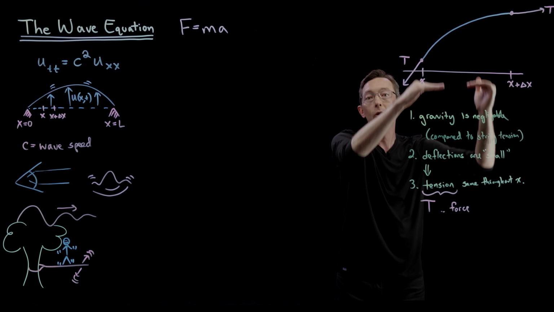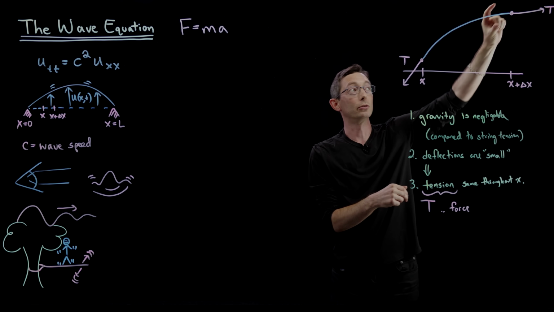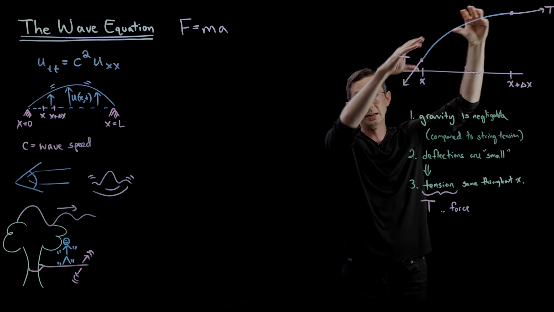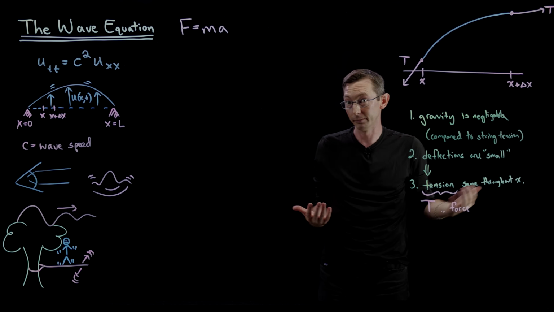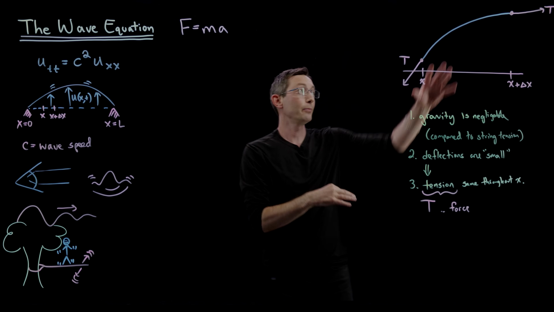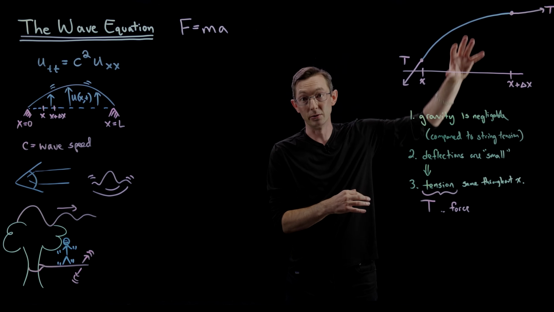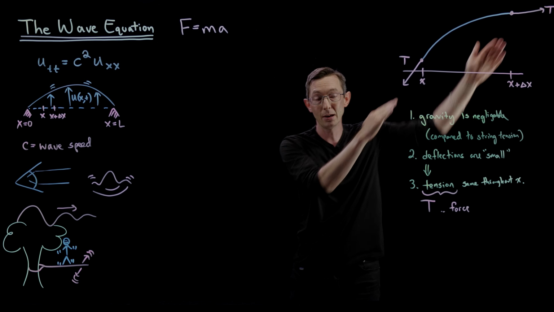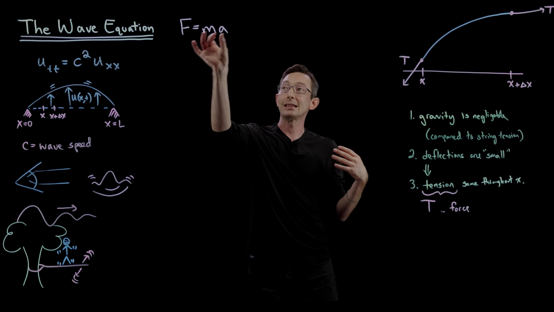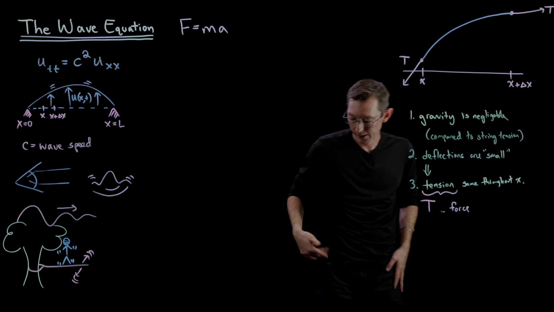There's only going to be a vertical motion because of the vertical components of these two tensions being different and causing an acceleration. So that's where the force is going to come from, is from the vertical component of these two tensions at the left and the right part of my segment. And the mass and the acceleration I'm going to write down right now.